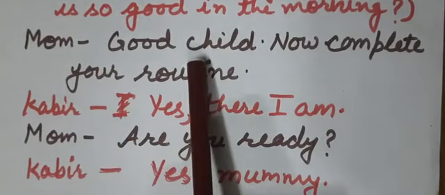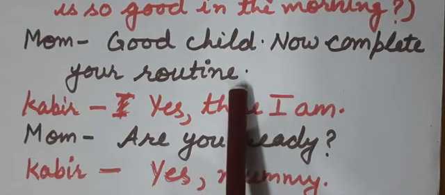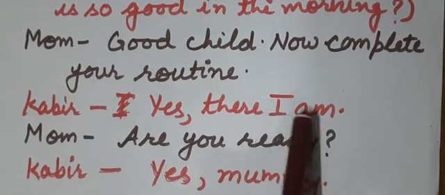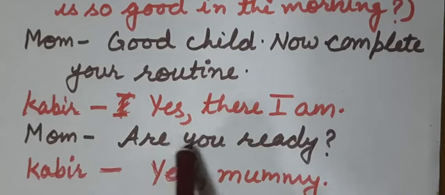Mom: Good child, now complete your routine. Kabir: Yes, I am there. That means now Kabir is ready to complete his daily routine. Mom: Are you ready? Kabir: Yes, mummy.